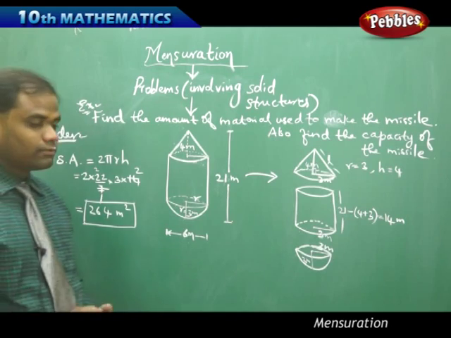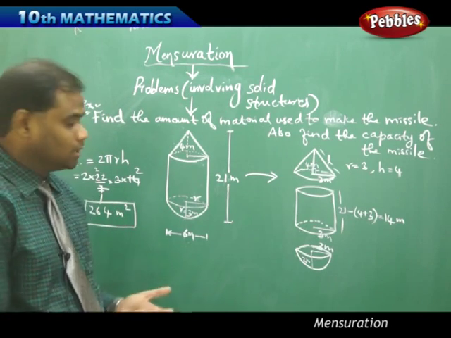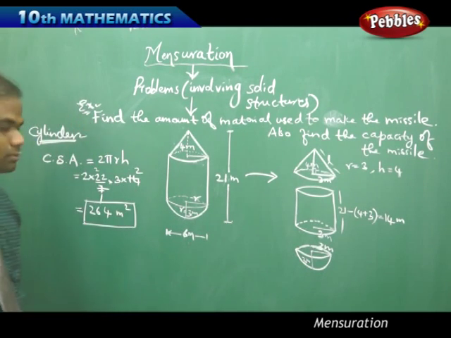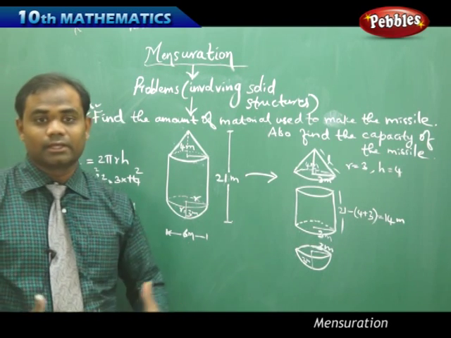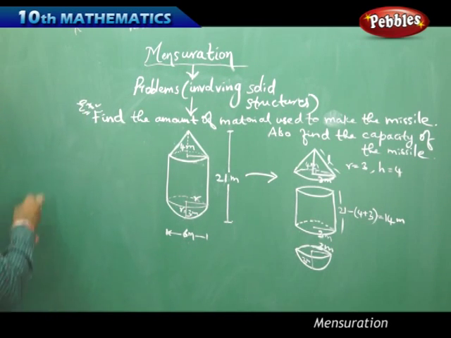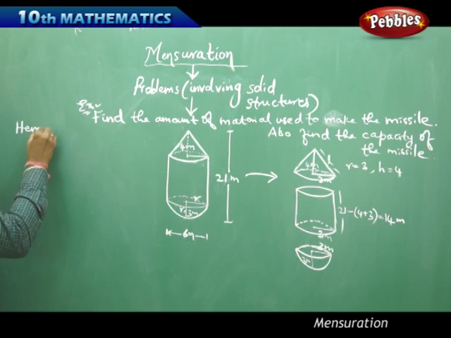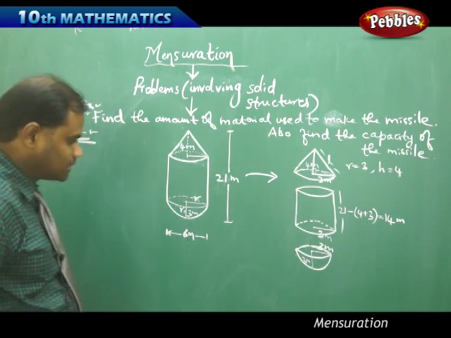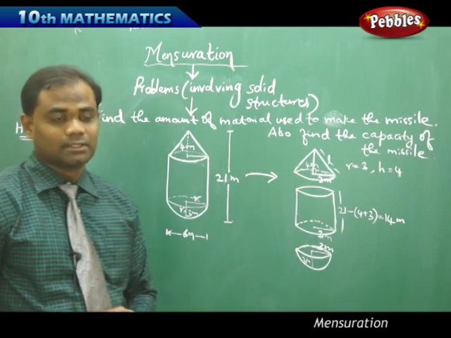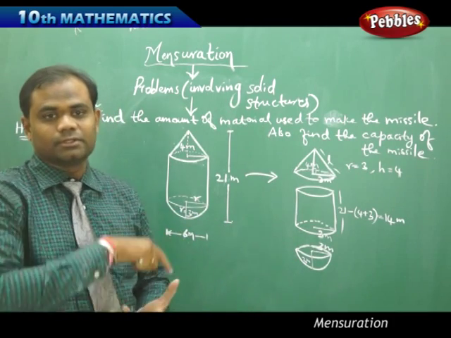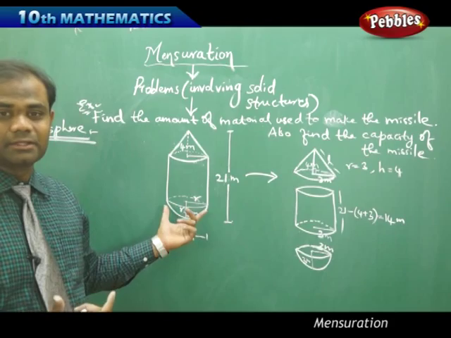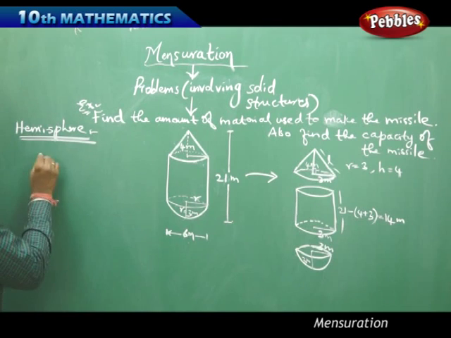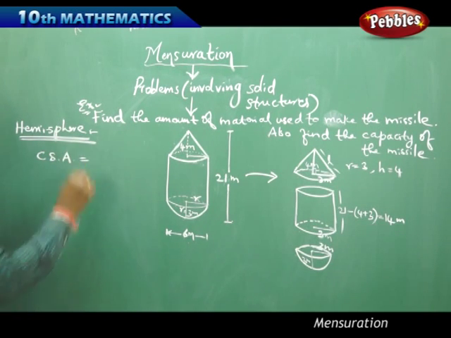And lastly, I need to find the amount of material I require to make the hemispherical part of the missile. So let's see how we can do it. Now let's take the third part, that is a hemisphere. In the hemisphere, I don't have the TSA considered, because the internal part of the circular region doesn't come into account for making the missile. Therefore, the amount of material I require for making the hemispherical part is again the curved surface area.